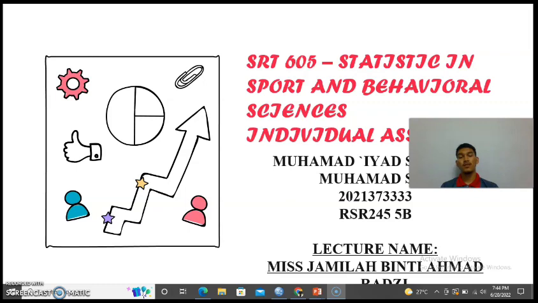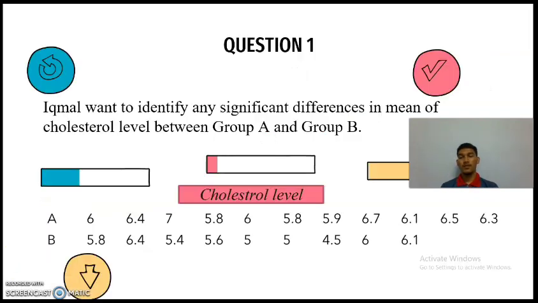I'm from RSR605-INDIVIDUAL. So today I'm going to present to you about the individual assignment for SRT605 Statistics in Sport and Behavioral Science. So the first question is: Iqmal wants to identify any significant difference in mean of cholesterol level between group A and group B. You can see the data below, the cholesterol level for group A and group B.